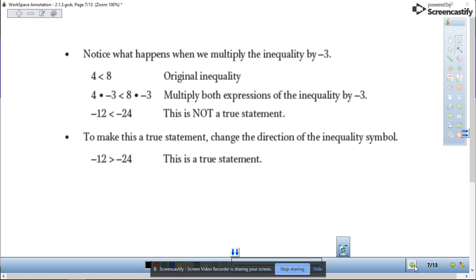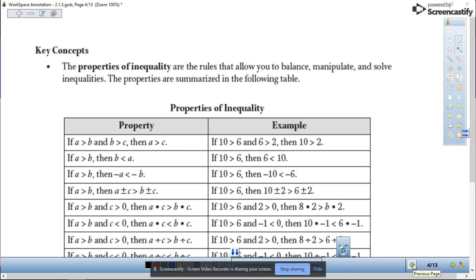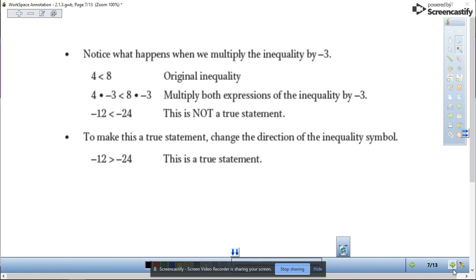And that actually goes back to this property. I will point out the specific one. That actually goes back to this one right here. If A is greater than B, then negative A is less than negative B. Okay, if 10 is greater than 6, then negative 10 is less than negative 6. Because we're changing those signs from positive to negative, we also have to change that symbol. Notice it goes from the greater than symbol to the less than symbol. All right, so just keep that in mind. That's where that comes from. We won't go into too much more depth than that.